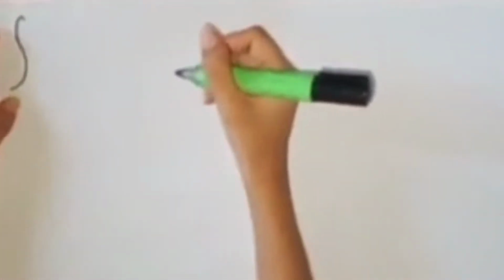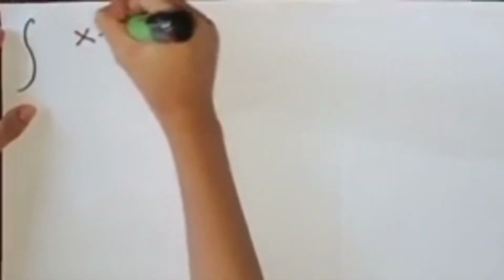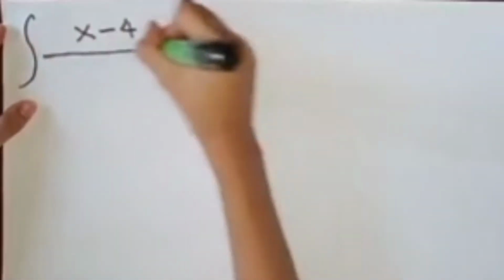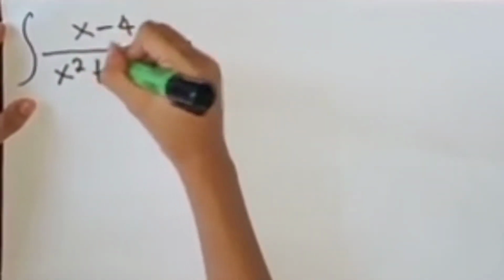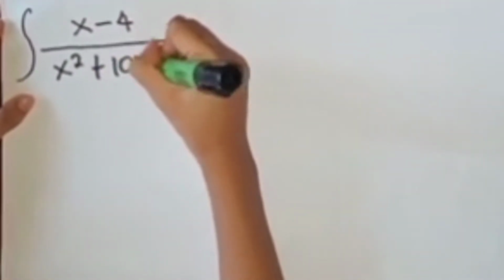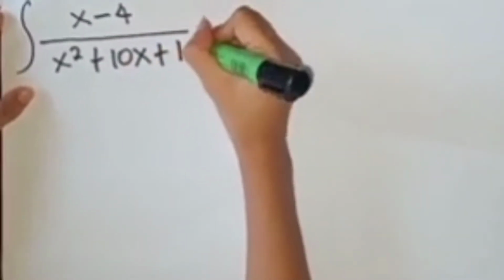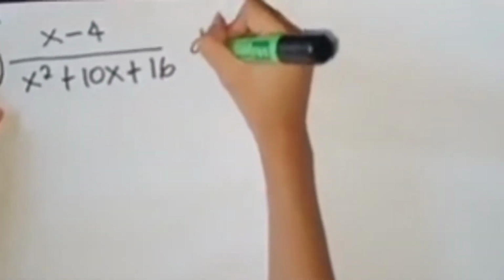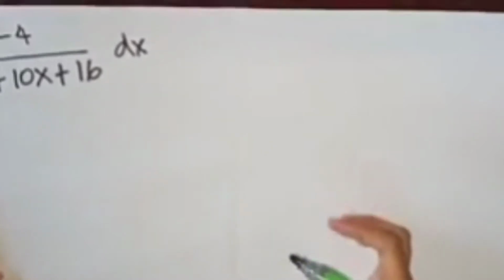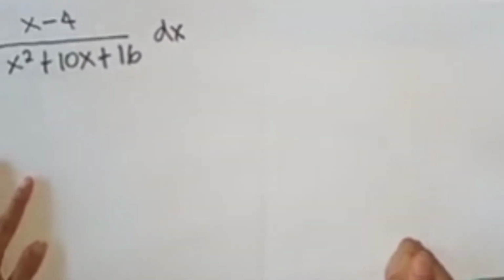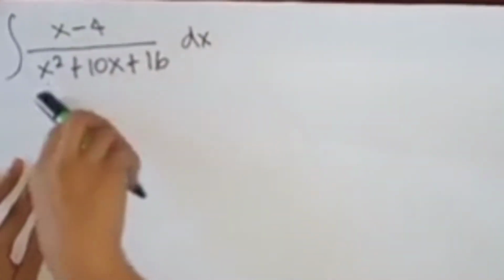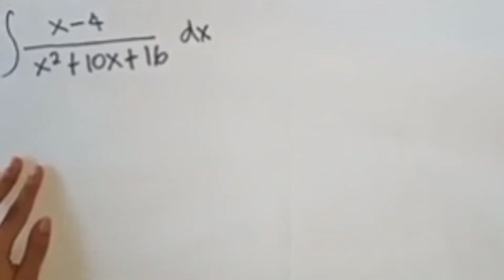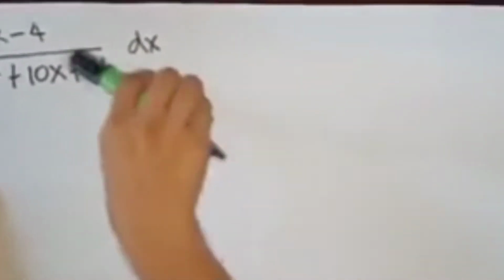Finding the indefinite integral of (x minus 4) over (x squared plus 10x plus 16) dx. The first step is to make sure that the denominator is completely factored. So this is our denominator. We need to find two numbers that multiply to 16.